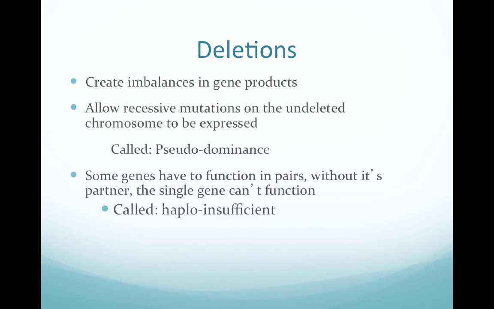So if one copy of the gene is not present and it's a gene that functions as part of a pair, then you're not going to get the correct upregulation or expression of that gene because it needs its doppelganger on the other chromosome. So what we end up with is haploinsufficiency. And we're going to look at another example of this here in just a few minutes.